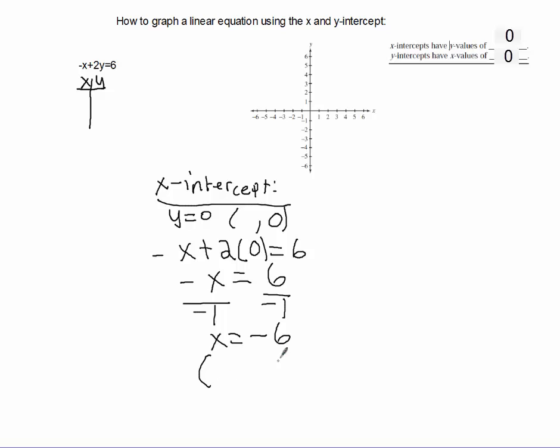So then I can complete my ordered pair. x is negative 6 when y is 0. That would be this point here, negative 6, comma, 0. And if I put it on my table, it looks like this, negative 6, comma, 0. So that's step number 1, find the x-intercept. And now we're going to find the y-intercept.